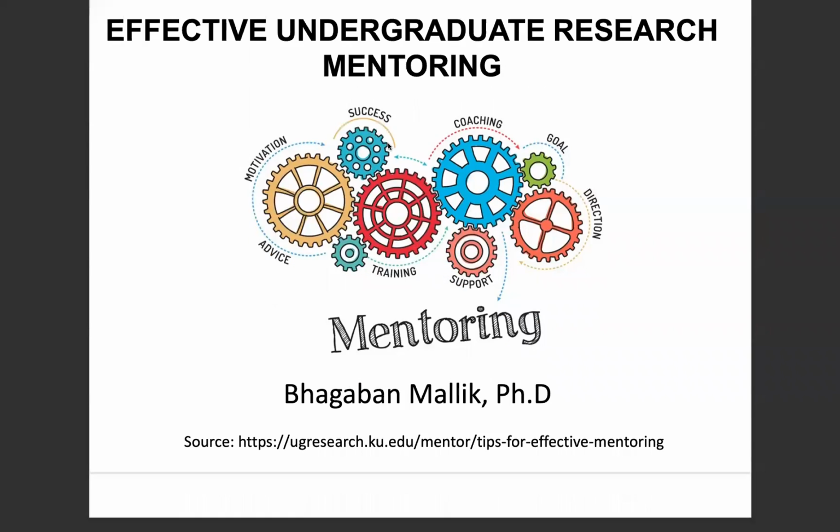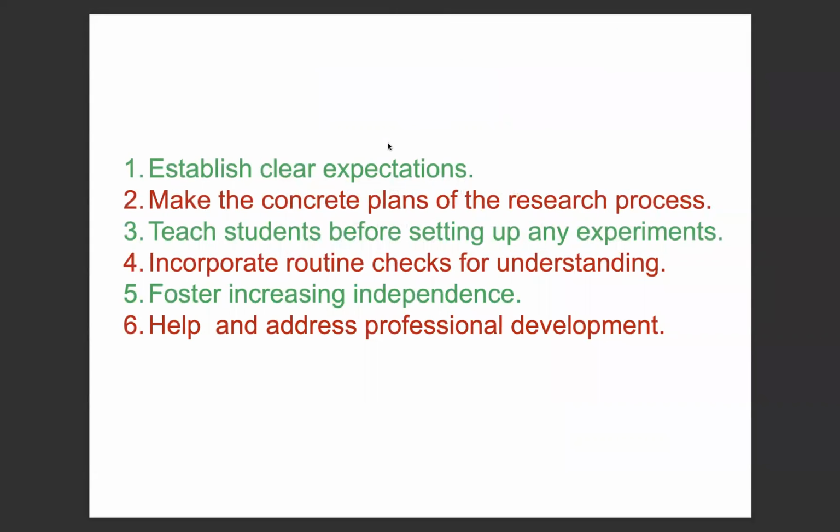Okay, so the mentor should basically look at six different points that I have mentioned here. There could be more points, but basically I have put six important points that will help the mentor to guide undergrad students. So the six different points are: first point is establish clear expectations.